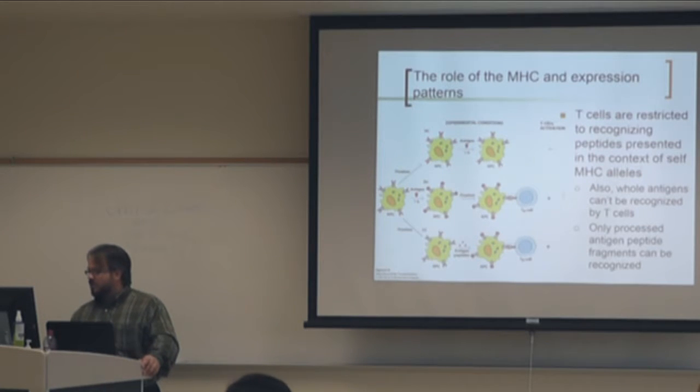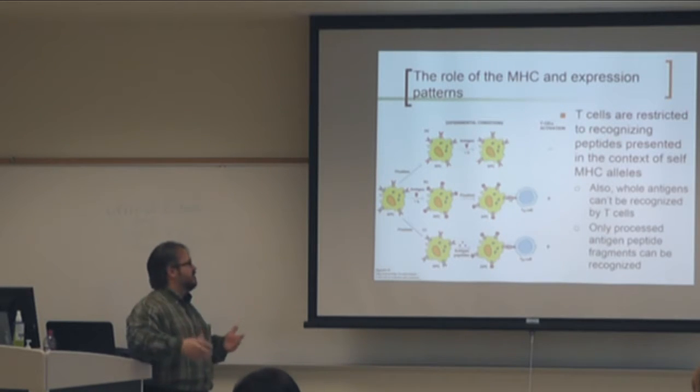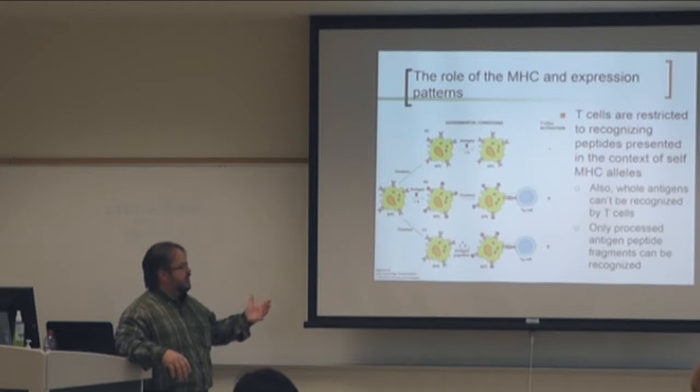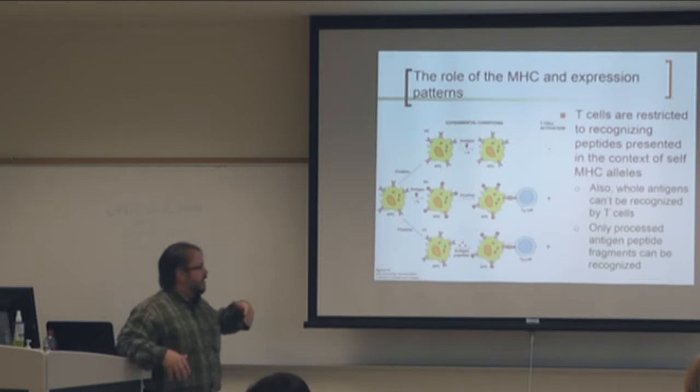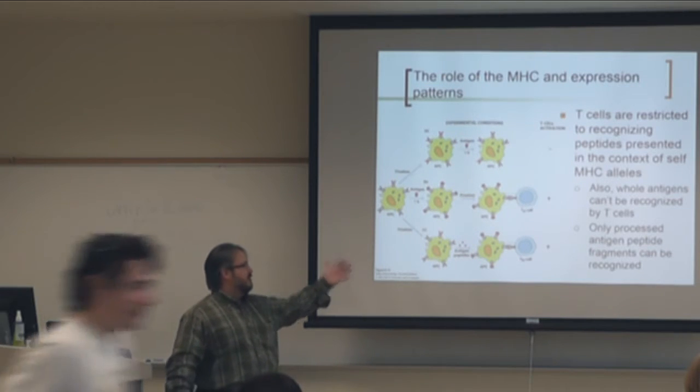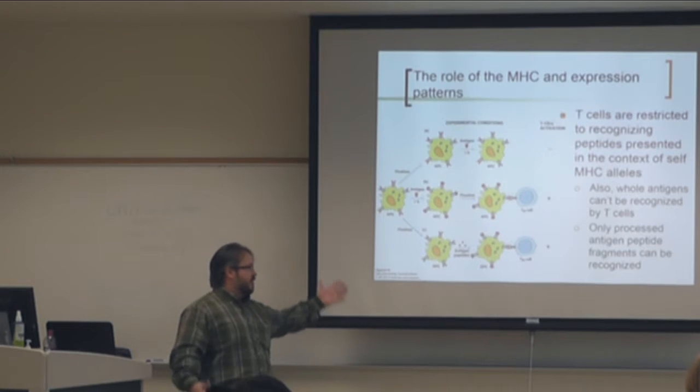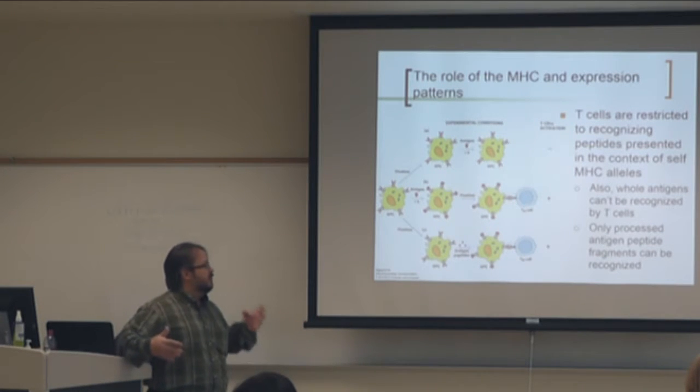Okay, so T cells, and that's what this slide is showing, they only recognize antigen. They only recognize small peptides, not whole proteins. They also only recognize peptides that are being presented via MHC. So they have specificity for both the MHC molecule itself and for the antigen being presented. So if I had a different MHC on here, somebody else's MHC, then my T cells aren't going to recognize that MHC.